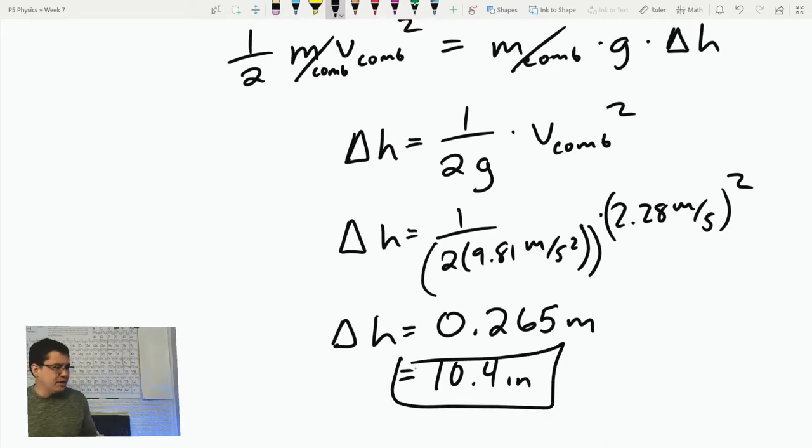So you shoot an elk round into a block of wood. That block of wood swings away and it increases in height by 10.4 inches. And so we know that we can calculate that because we know the bullet's velocity. But what happens if you want to go backwards?